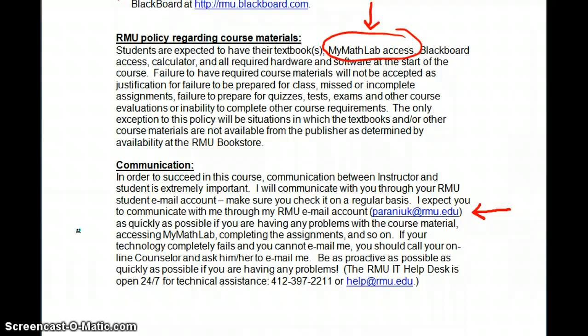I will also be making myself available to you in the evenings when I get done with my other job to meet with you via Blackboard Collaborate in case you have other questions or concerns that you need answered. So if there's anything, let me know. The RMU help desk number is here for you as well. If you're having technical trouble, you would want to call the RMU help desk at that number or email them here at that email address.